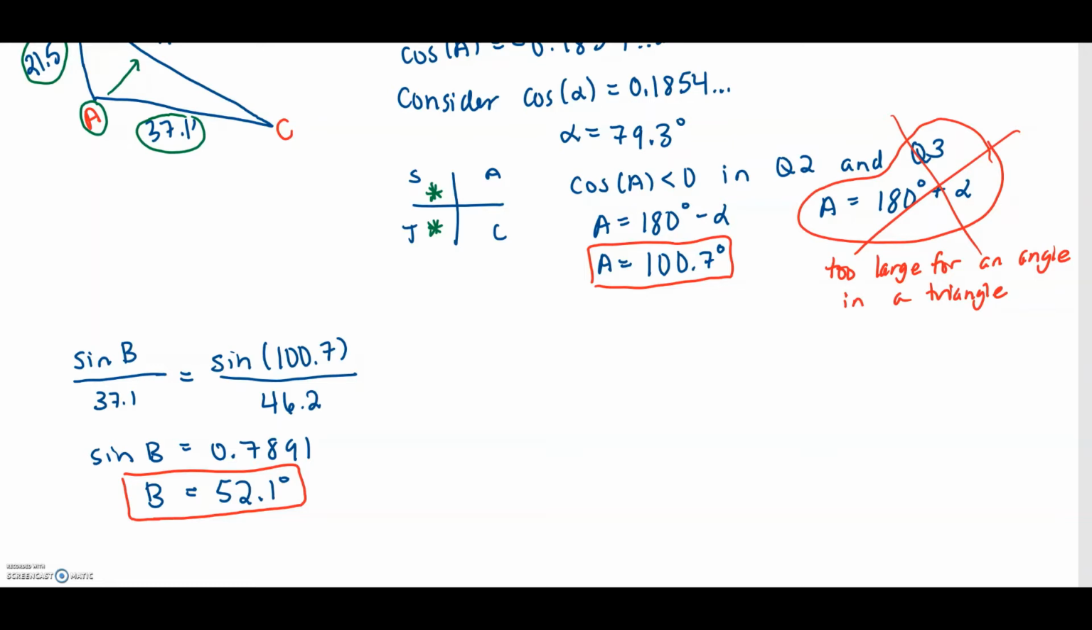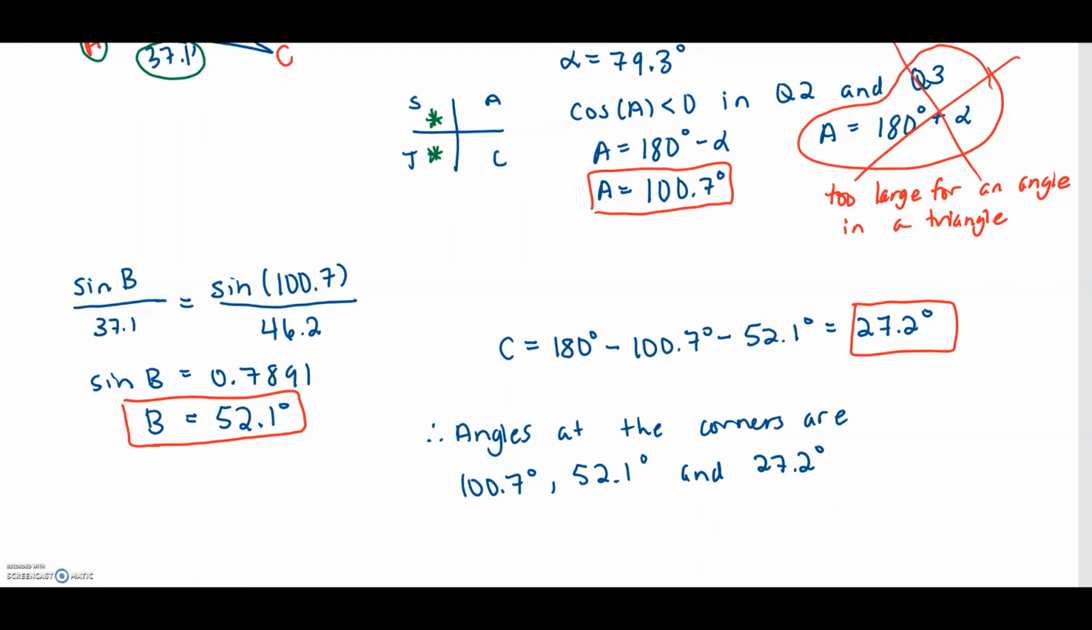To find our last angle, angle C, I'm going to use the Sum Angle Theorem, and that tells us that every triangle has 180 degrees in it. So we can subtract the two angles that we have just calculated, and we find that angle C is equal to 27.2 degrees. Therefore, the angles at the corners are 100.7 degrees, 52.1 degrees, and 27.2 degrees.